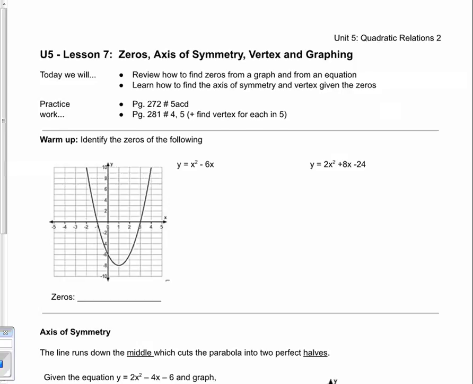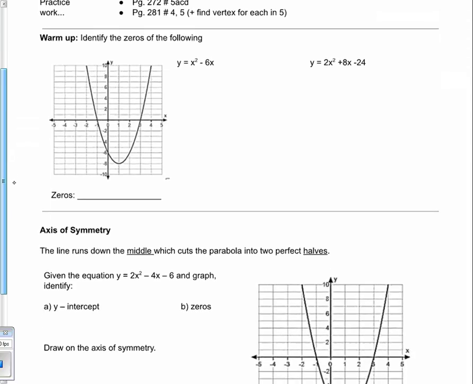Today what we're going to do is extend our understanding of looking at and using zeros, and we're also going to look at finding the axis of symmetry and the vertex and being able to graph those things. So we're going to use our skills with zeros and factoring in order to determine what the axis of symmetry is. As a quick warm-up, let's identify what the zeros are of the following three pieces.